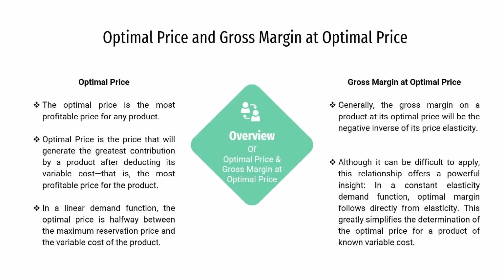So, let us dive more into this concept of optimal price and gross margin at the optimal price. Optimal price is nothing but a specific price point where the gross margin is at the highest level. Let us look into these two metrics one by one. The optimal price is the most profitable price for any product. It is the price that will generate the greatest contribution by a product after deducting its variable cost.